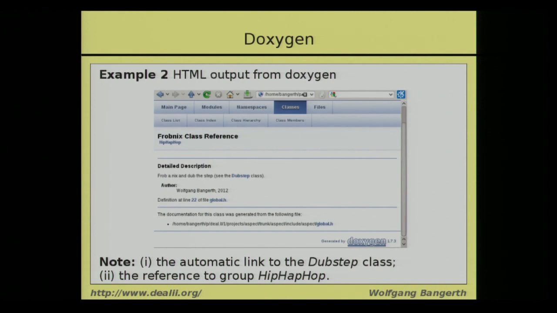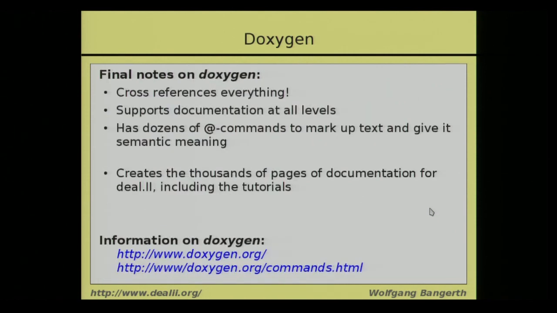What comes out then is HTML, where I can actually click on this and automatically go to the other class that is being referenced here. It also tells me in which file this happened, and so on and so forth, and in which directory this happened. So Doxygen, as I say, produces documentation that cross-references everything, and that's part of the power of it.